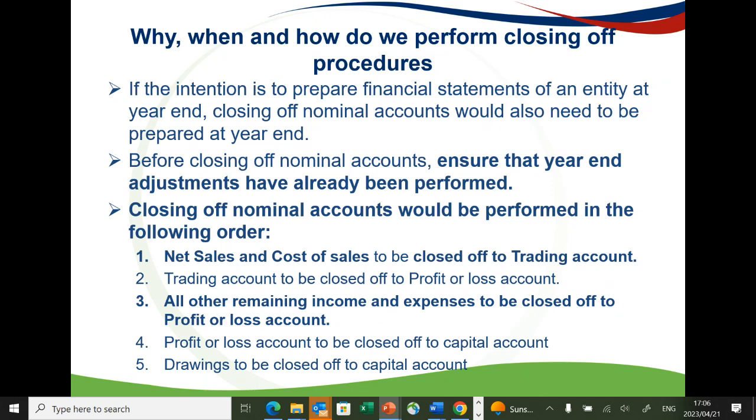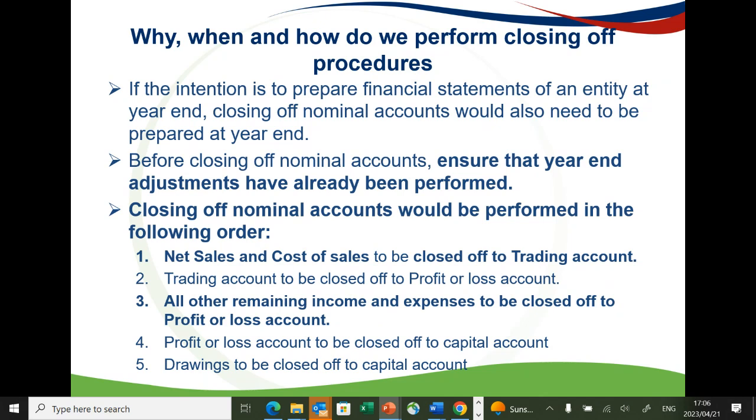Step number two, this trading account is also a temporary account. It also needs to be closed off. So this trading account will also need to be closed off to your profit or loss account. So it's very important that once you have closed off your sales and cost of sales to a trading account, that trading account also needs to be closed off to your profit or loss account.